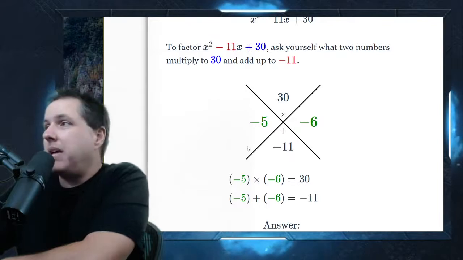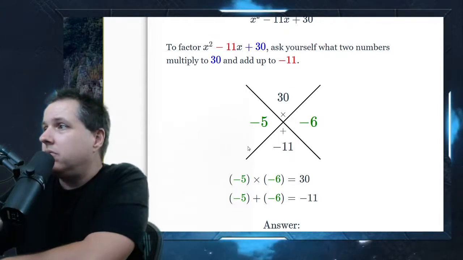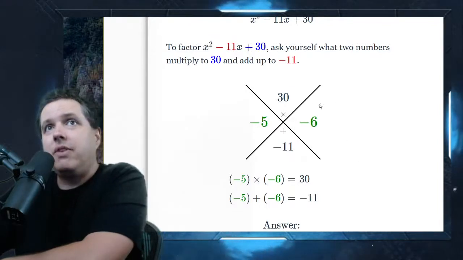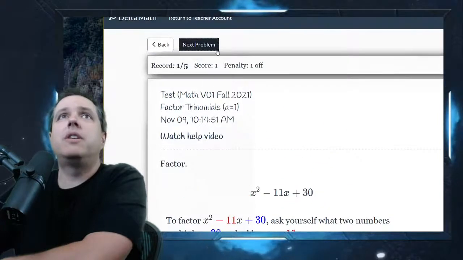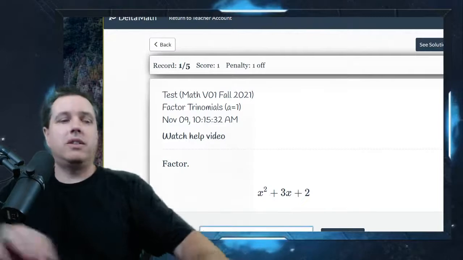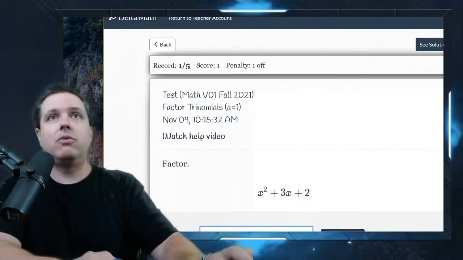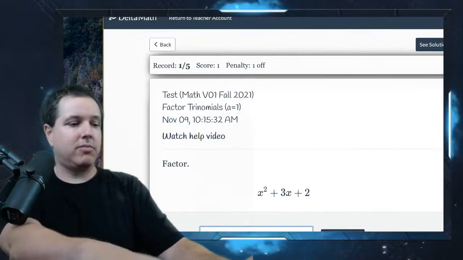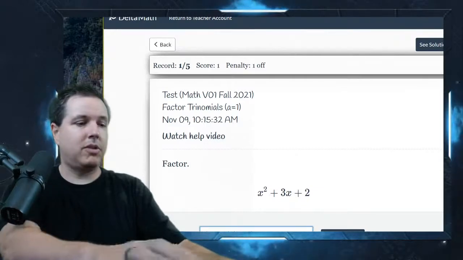Okay, so use that big X if you need to. All right, if it helps you. Okay, let's see if the next ones look any different. Here's one. Let's see. I'm going to try to get to a different one. This is just going to be x plus 2, x plus 1.